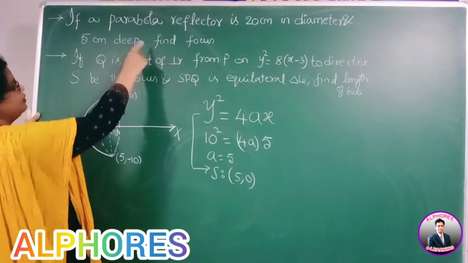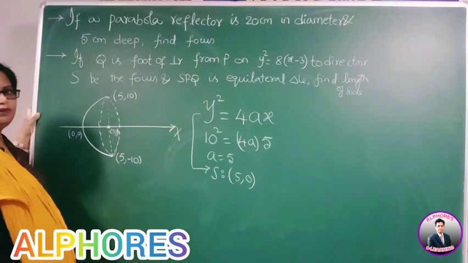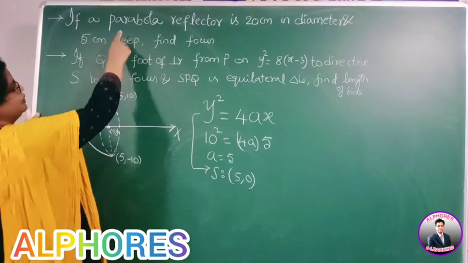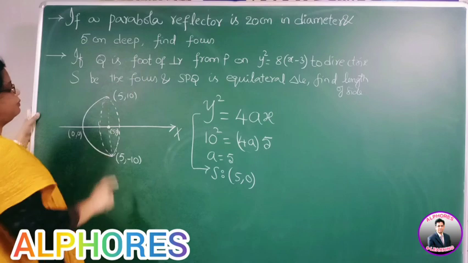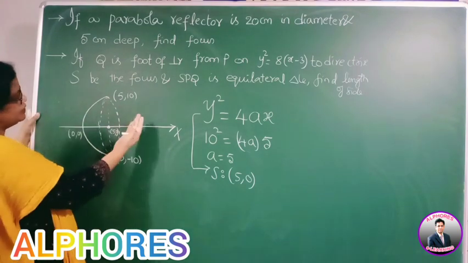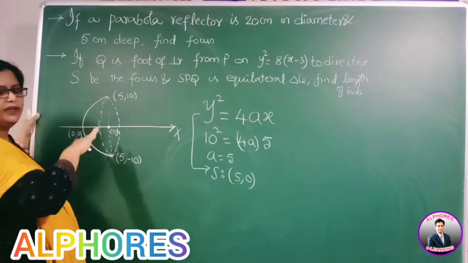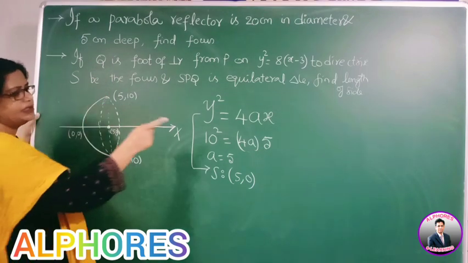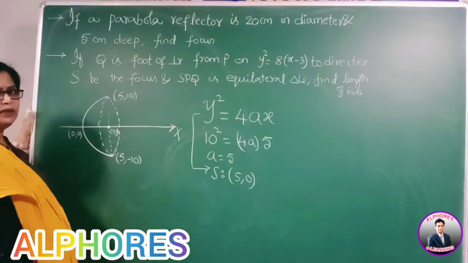Hence, for this problem, students, the focus is nothing but (5, 0). So this you can understand directly. A parabolic reflector you can take in this way, or this side, or the upper side. Whichever side you take, change the standard equation accordingly.